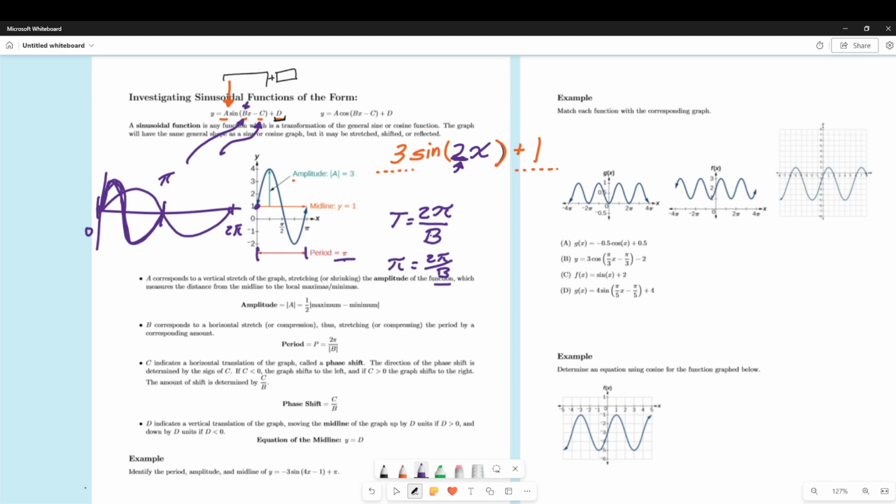If you have the b and need to find the period, take 2 pi and divide by whatever that coefficient of the variable is in your function.